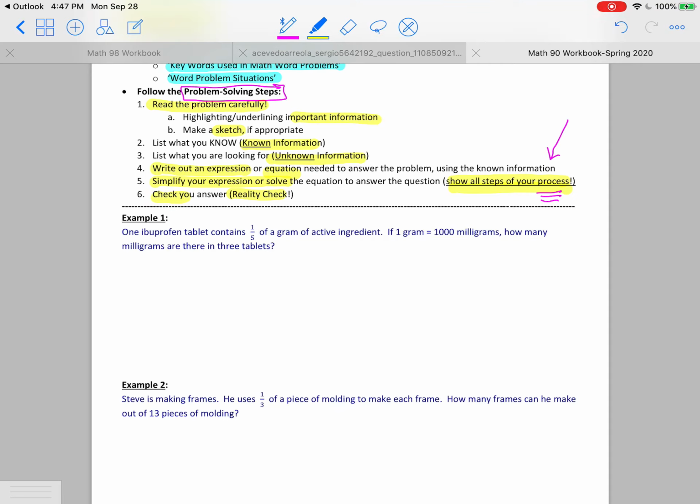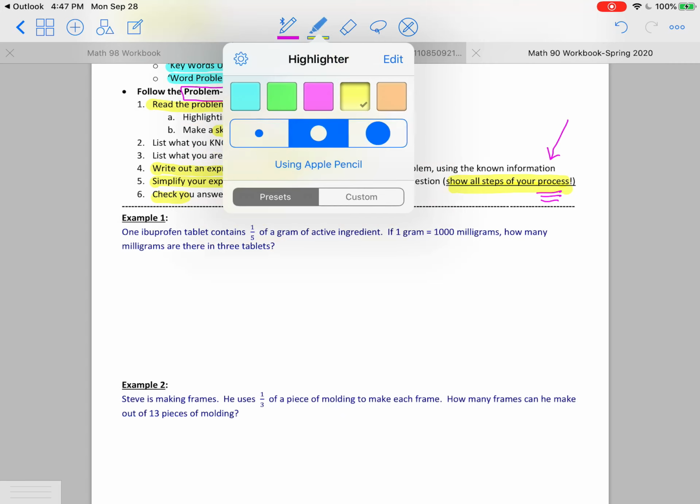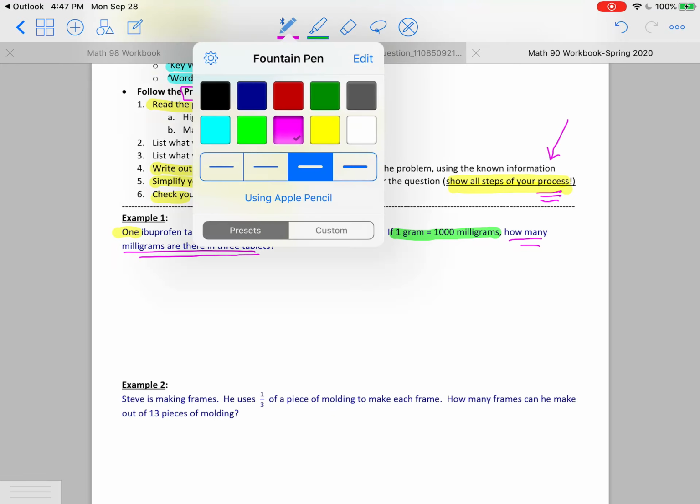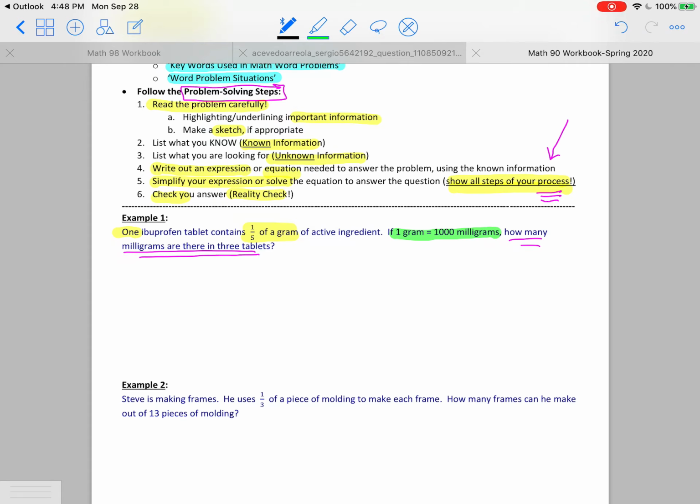Okay, so we want to start by highlighting or underlining important information. So 1 ibuprofen tab contains 1/5 of a gram. So here, that's important. And that's just for 1, right? I also know that 1 gram equals 1,000 milligrams. That's actually important. And I also see that I'm supposed to find out how many milligrams are there in 3 tablets. So that's my unknown there.